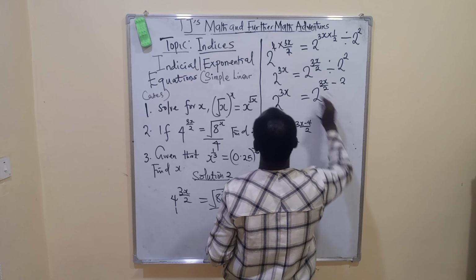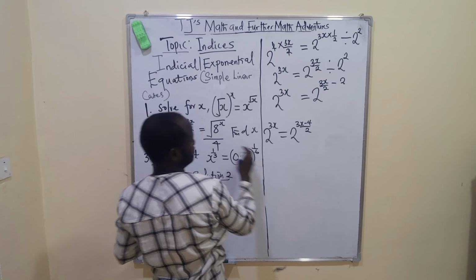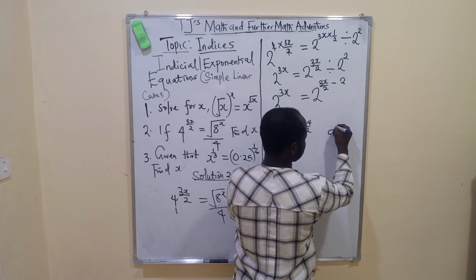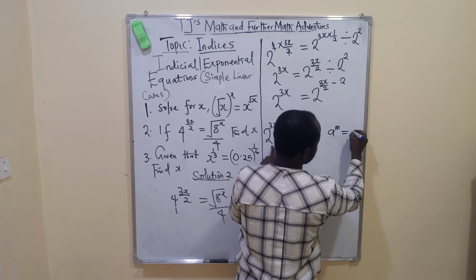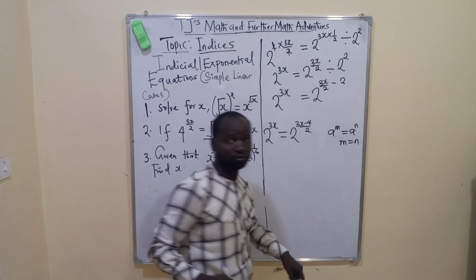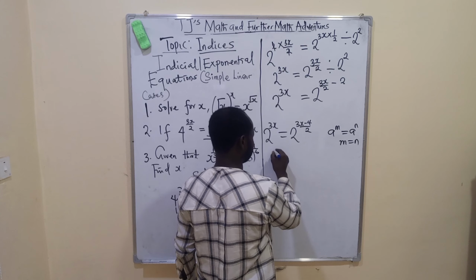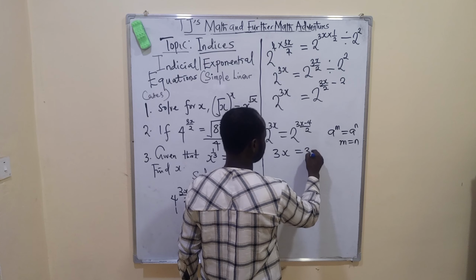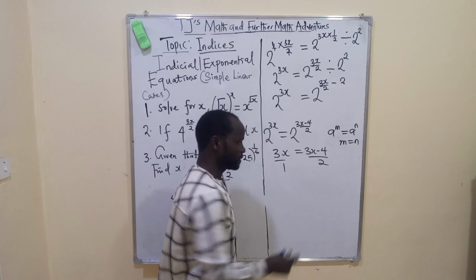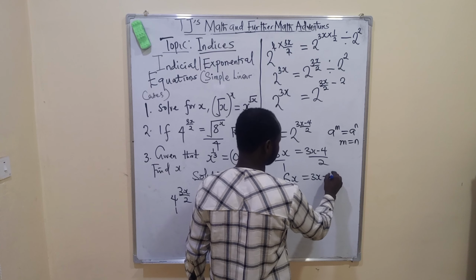Okay, let's remove this since we are through with this. So the bases are the same on both left and right hand side. From a power m is equal to a power n, we can say m is equal to n from one of the laws of indices. So since the bases are the same on both, we can equate the power. This will be 3x is equal to (3x minus 4) divided by 2 over 1. We can cross multiply. 2 times 3x, this will be 6x equals 3x minus 4.